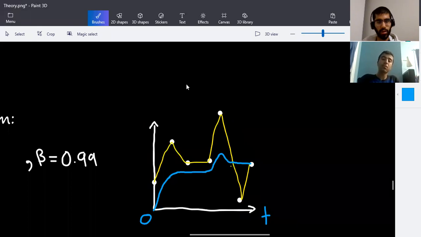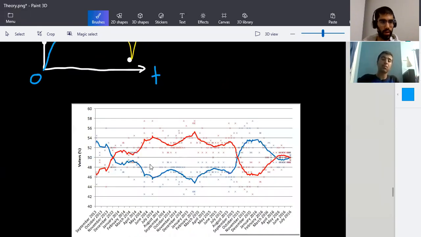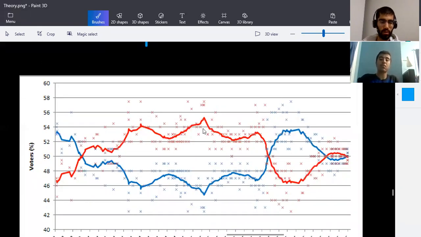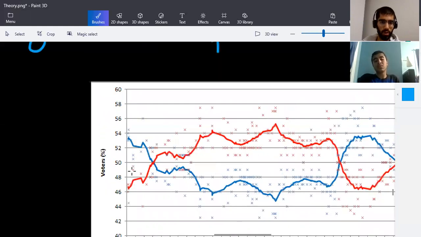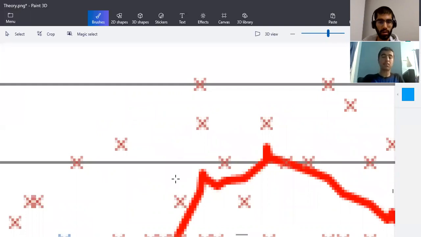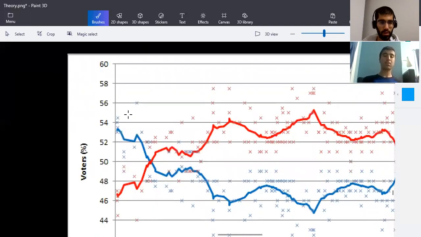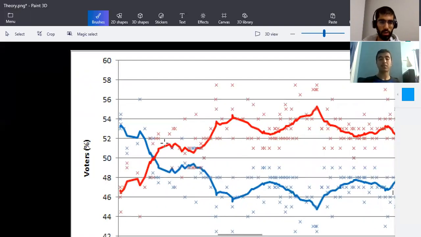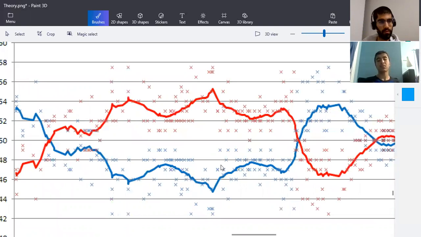Here's a less theoretical example. So you have these data points. This is from like an Australian poll. You have these X crosses. You see all these crosses? These are data points. You can see they vary a bunch, but we just draw a moving average throughout them to smooth out all the bumps. Yeah?